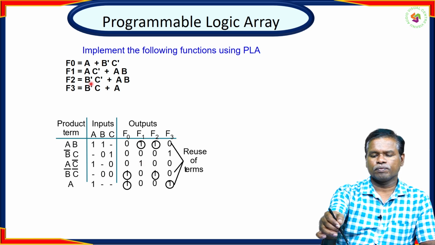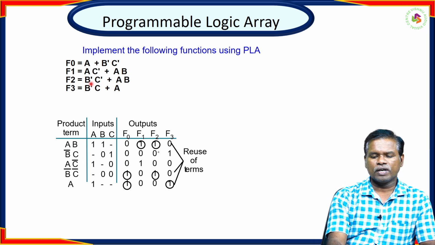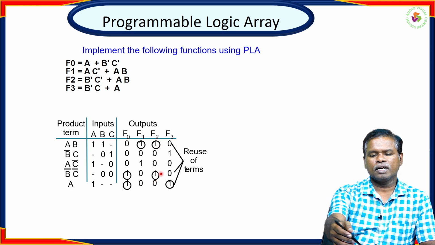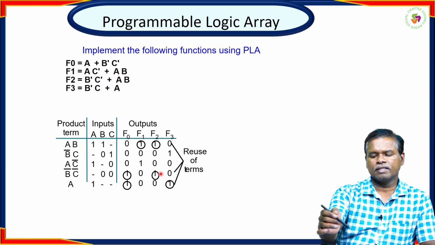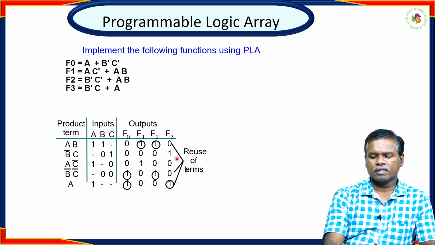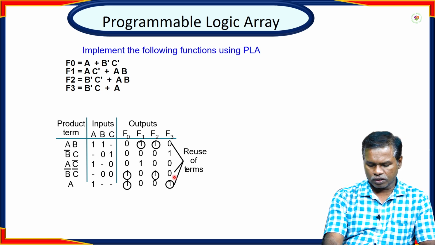Similarly, for F2, 2 product terms, B dash C dash OR AB. So the first product term and the fourth product term. And similarly, the last function, B dash C OR A. So the second product term and the fifth product term. So here if you observe, AB and A are reused. So we are making reuse of those terms.